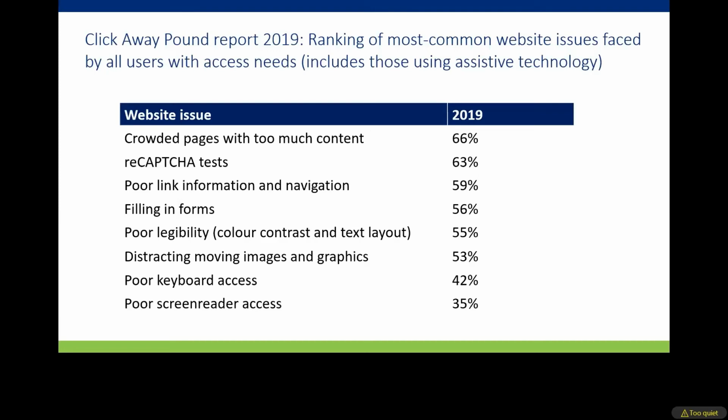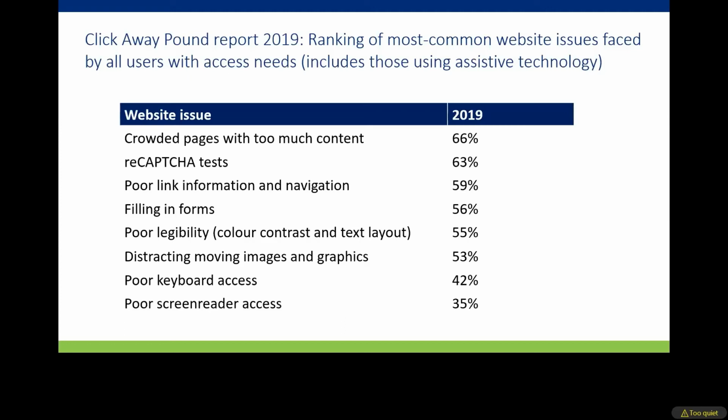Good homework reading is the Click Away Pound report, which ranks the most common website issues faced by all users with access needs. And if you look at those lists, it's crowded pages with too much content, it's CAPTCHA tests. So, if you've ever done a reCAPTCHA test which says tick all the boxes that have a car in it, if you've got full vision, then you'll be thinking, okay, I can see the car in that box. If you haven't got vision, how are you going to know that there's a car in that box?